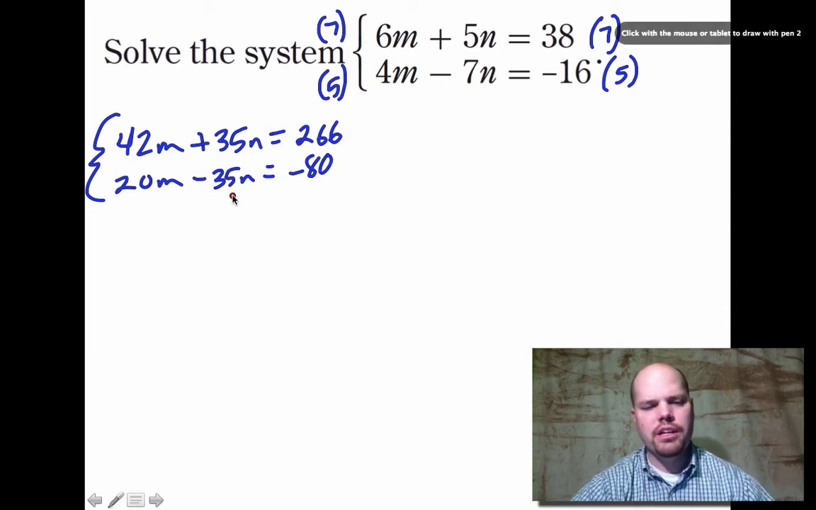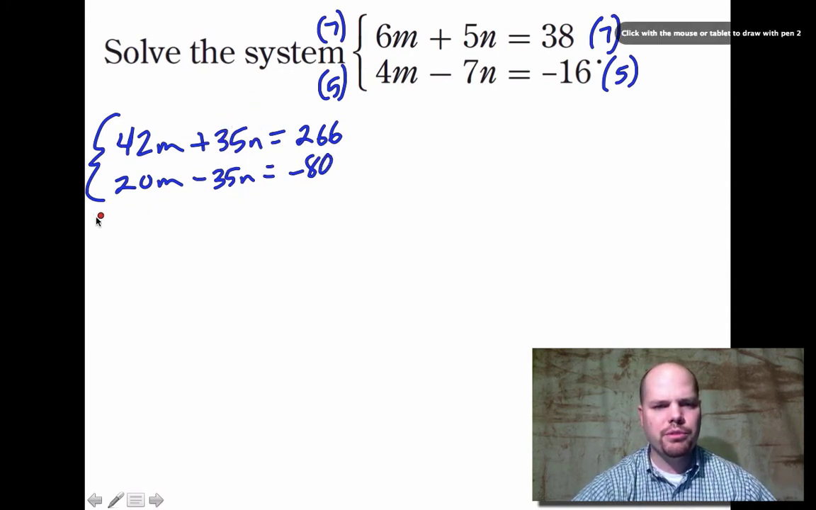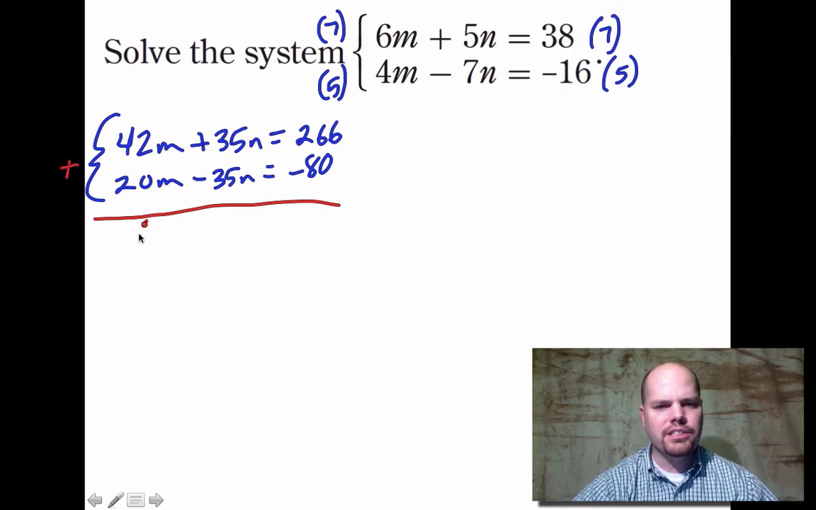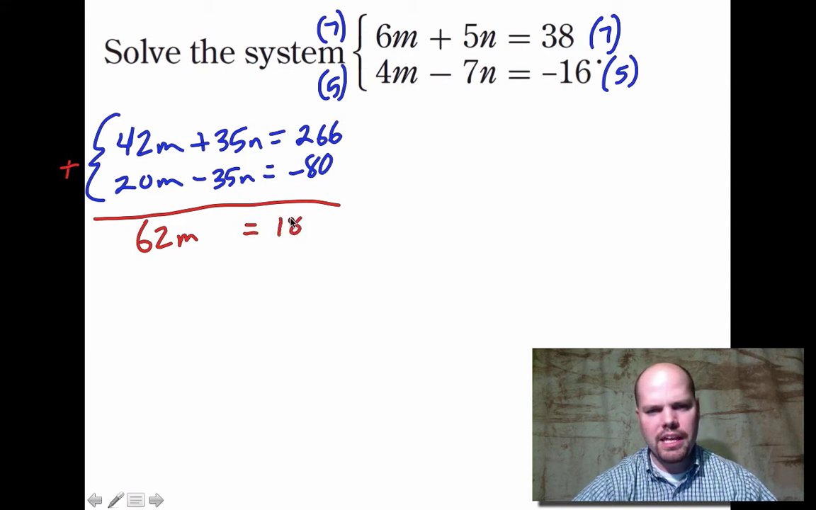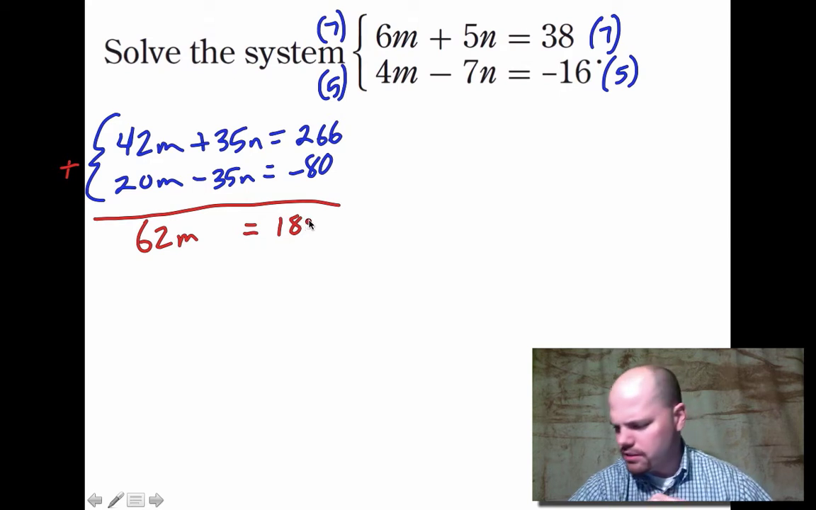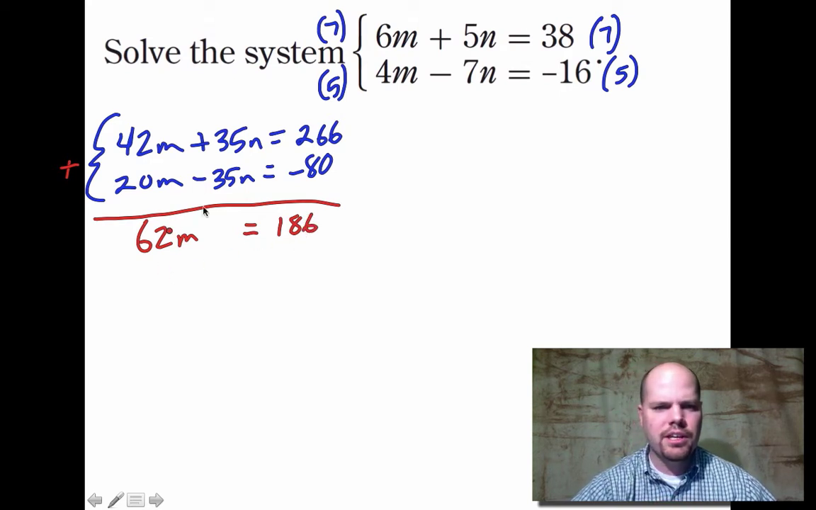And now we've created a pair of opposite variables, so if we add these, a variable will eliminate. We're going to get 62m equals 186. Divide both sides by 62, and m equals 3. Use one of these equations. Probably the bottom one, as it appears to have the smaller amount of numbers.